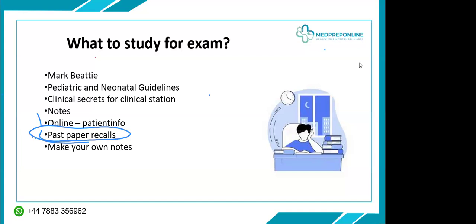Then you need to do the recalls of your station specifically as well. Your station means the area where you're applying. If you're applying in the UK, you definitely have to go through the communication stations which are coming in the UK, because in the UK a lot of ethical scenarios come in.